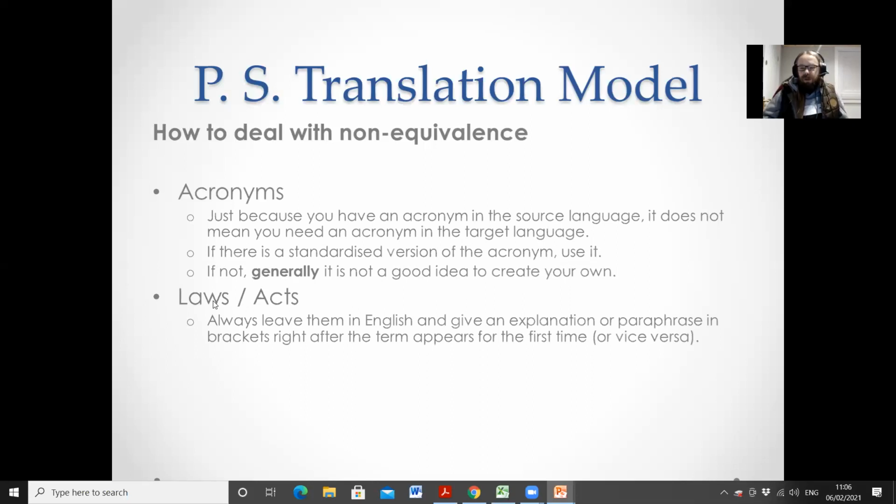And they'll say, "Oh, you've been sectioned under the Mental Health Act, and what this means is that blah blah blah." For example, that could be a sight translation. How do you translate the names of acts or the names of laws? Very simple. As far as the exam is concerned, very, very simple. You leave them in English, and you paraphrase them in the target language.